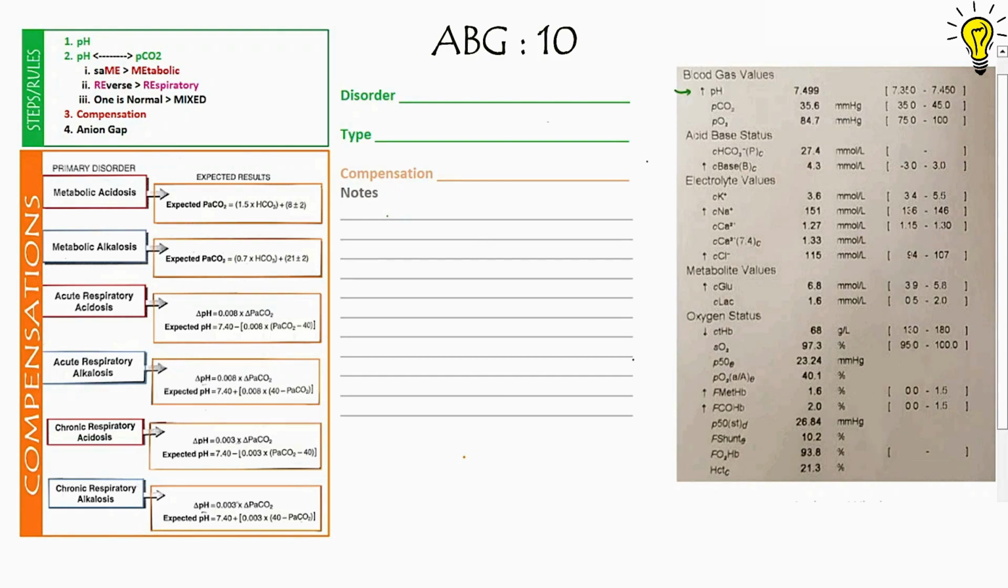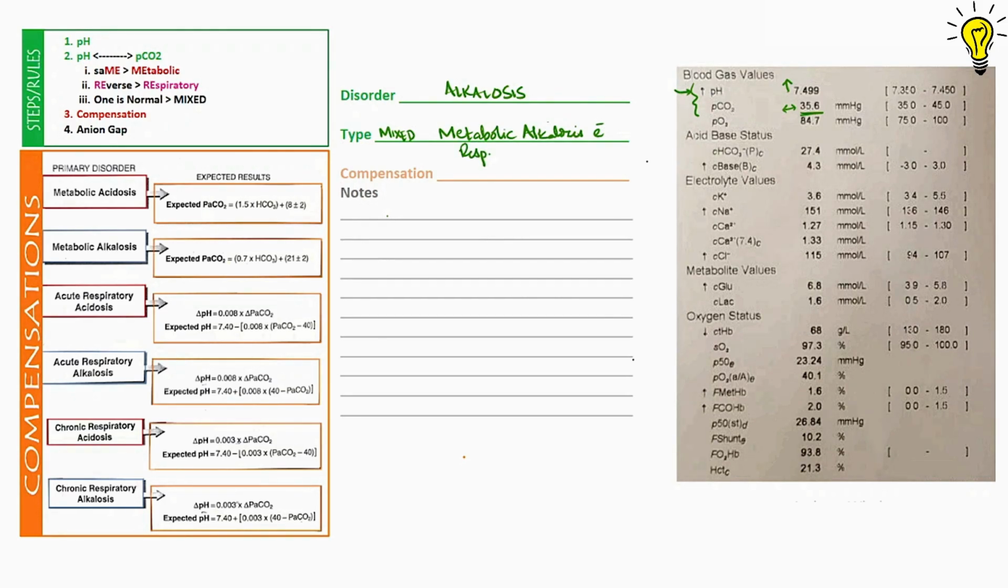ABG 10. So pH in step 1 is upgoing, but carbon dioxide is still in normal range, right? So upgoing abnormal pH indicates the terms. So it is mixed metabolic alkalosis, and since we said that it is mixed, so mixed metabolic alkalosis with respiratory acidosis.